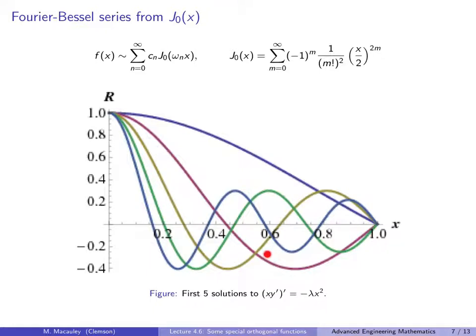This purple one is when n equals 1, so j naught of omega 1x. This gold one is j naught of omega 2x, and this green one is j naught of omega 3x, and so forth. And just to remind you what this j naught function is, this blue one, it's given by this equation right here. This is the equation for the Bessel functions with nu equals 0.